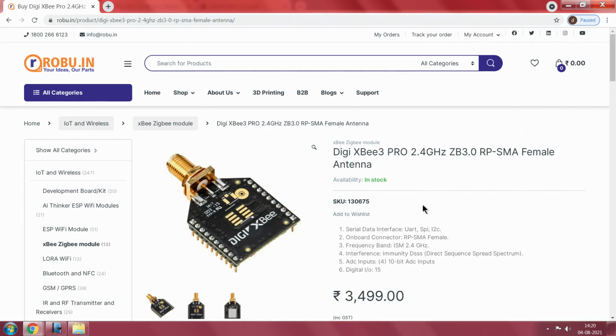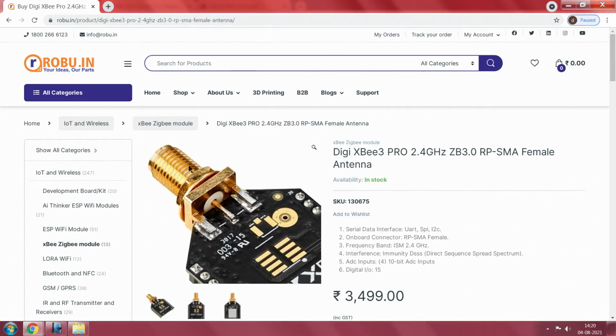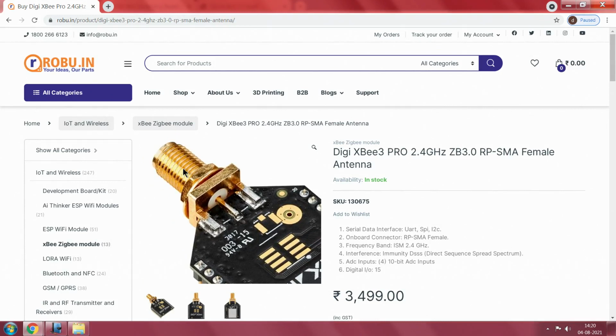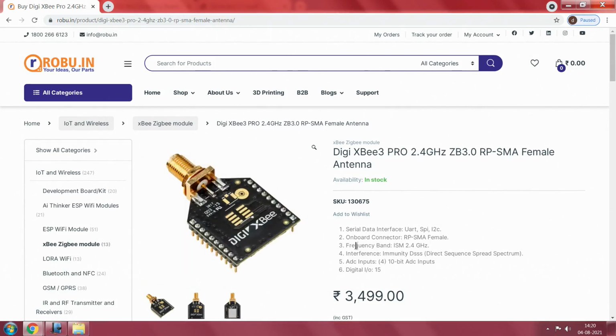This module provides you a serial data interface. It has an onboard RP-SMA connector, reverse polarity SMA female. It is operating on the 2.4 gigahertz radio. Its interference immunity is mostly restricted to the direct spectrum technique. It has 4 ADC inputs, each is 10 bit, and it has 15 digital IO ports.